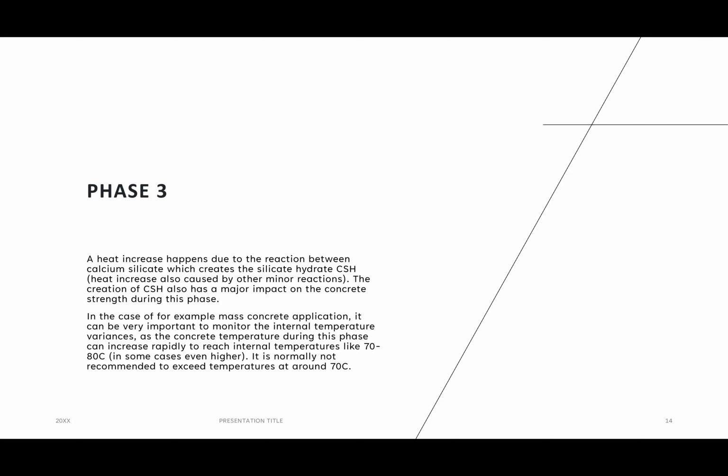So this is the acceleration period. A heat increase happens due to the reaction of calcium silicate, which creates a silicate hydrate. The creation of this CSH also has a major impact on the concrete strength during this phase. In the case of, for example, mass concrete applications, it can be very important to monitor the internal temperature variances, as the concrete temperature during this phase can increase rapidly to reach internal temperatures like 70 to 80 degrees Celsius. It is normally not recommended to exceed temperatures around 70 degrees Celsius.